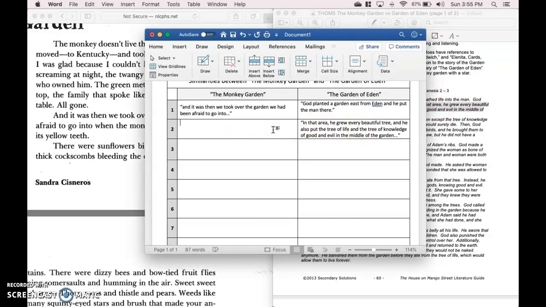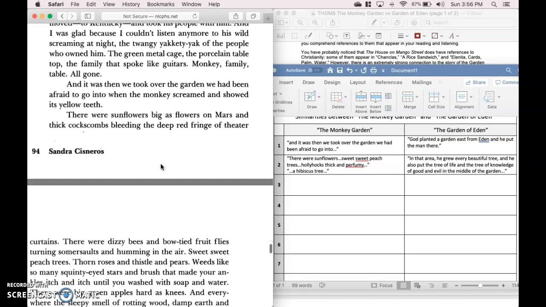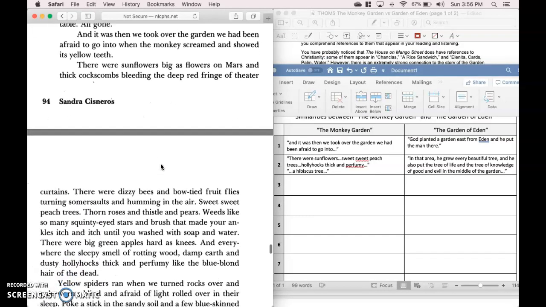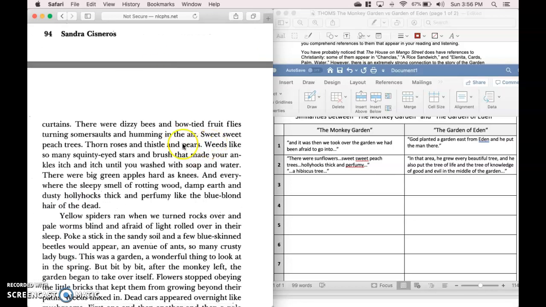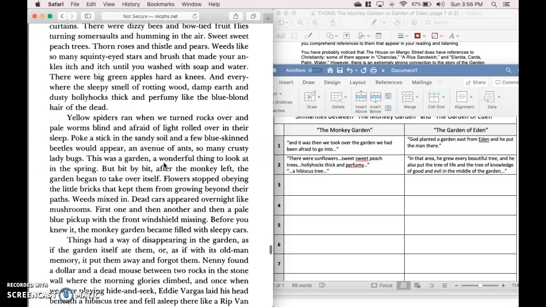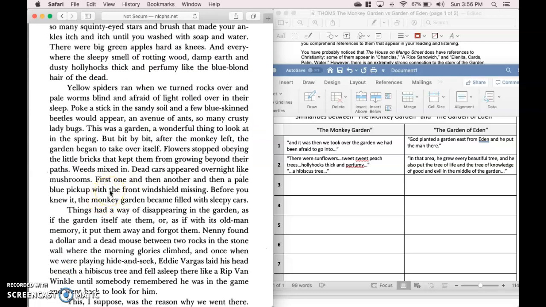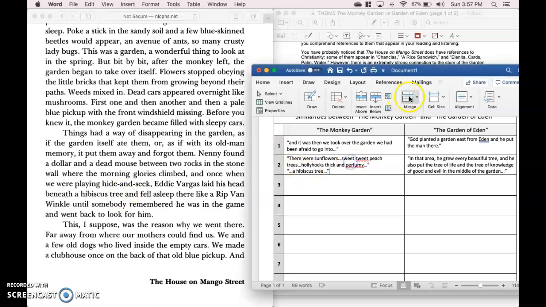So now I'm going to go back to the Monkey Garden story and find something that paints that same imagery. There's a lot of imagery here that shows the same beautiful garden. I'm going to pull some of this imagery of sunflowers, the sweet, sweet smell from the peach trees, the hollyhocks that are thick and perfumey, and this hibiscus tree down here that Eddie Vargas used to lay his head beneath and fall asleep. I'm going to add that quote into my chart.